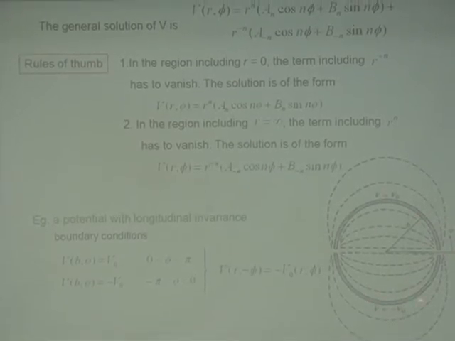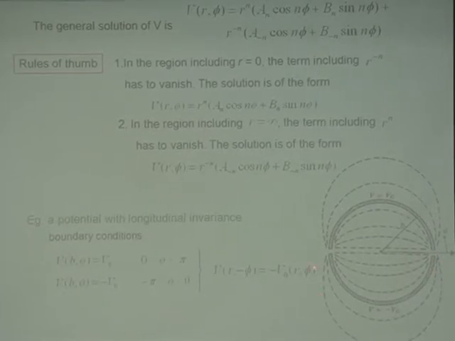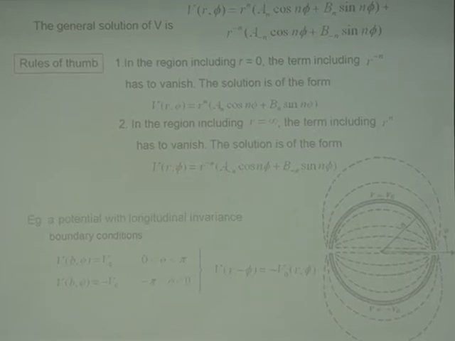v equal to v0, v equal to minus v0, and you know that this is 0 to pi, this is 0 to minus pi. So this is an odd function.